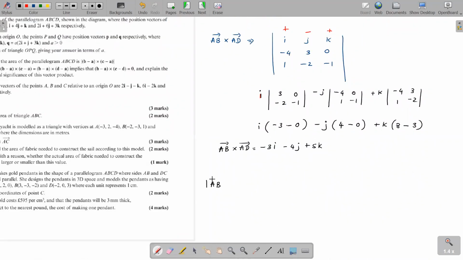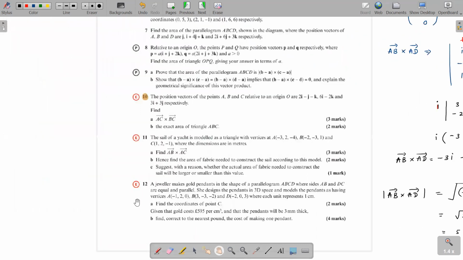Okay, so then the area is the modulus of AB cross AD. So the modulus of AB cross AD gives me the square root of minus 3 squared plus minus 4 squared plus 5 squared. So what do we get here? Root 50, which gives us 5 root 2. Is this clear? So then let's move to the next one.